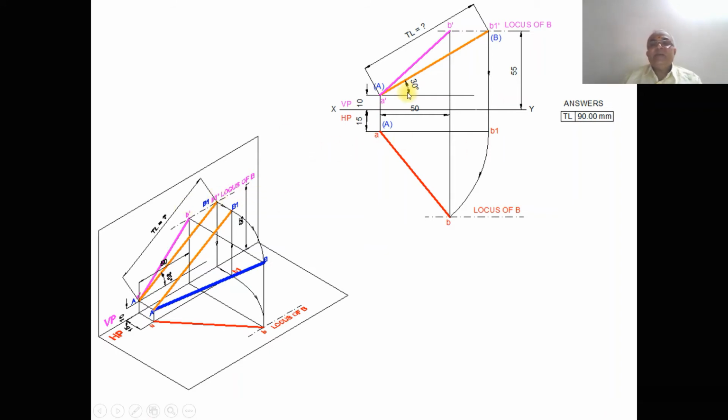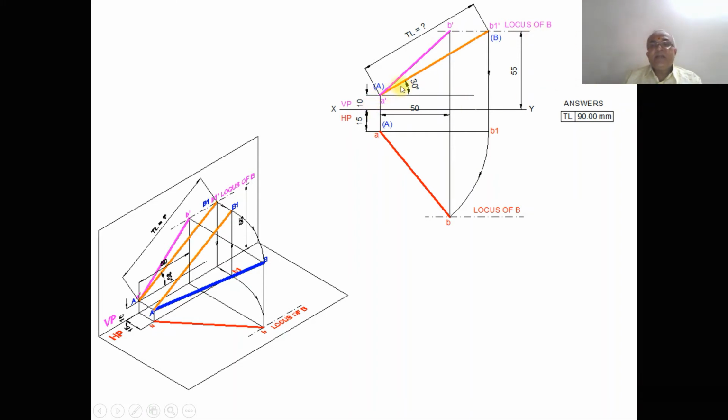How are you going to analyze it? So what we do, you take 10 mm above HP and 15 mm in front of VP. So you get a dash and a. Then from a dash you draw the XY line, and from the XY line you measure 55 mm and draw the locus line, which is the locus of B.